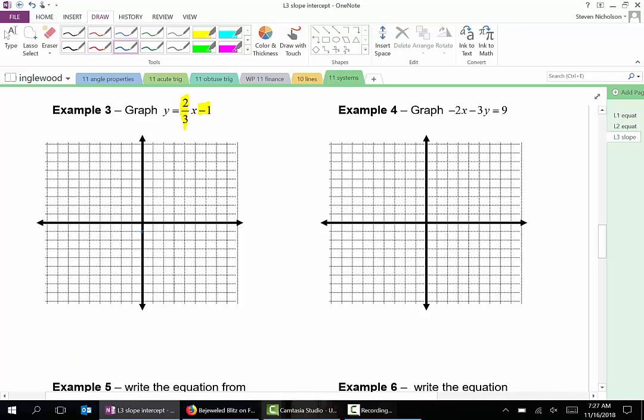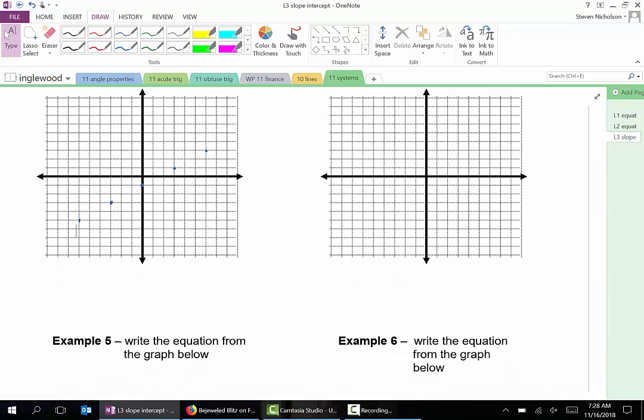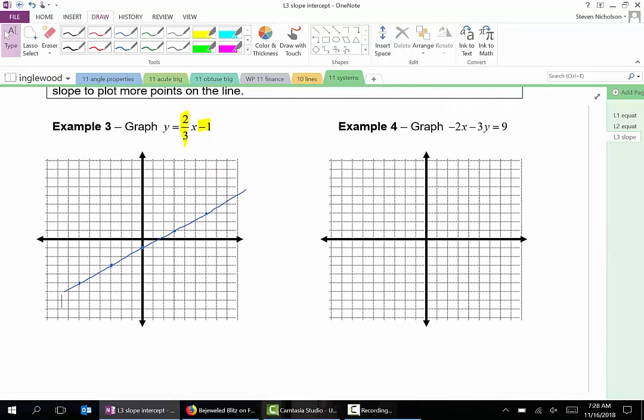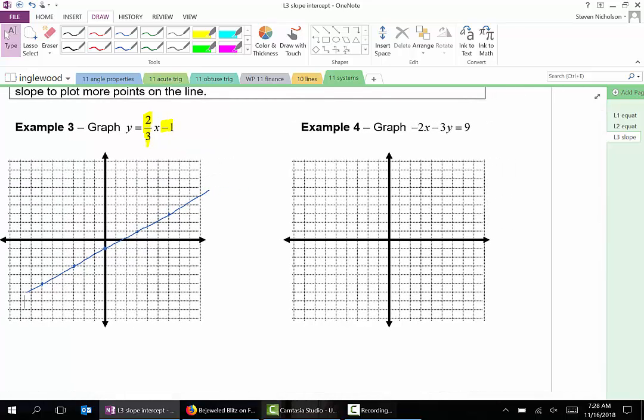This one right here, my y-intercept is -1, my slope is 2/3. I plot the -1, I use slope up to right 3, or down to left 3. And I can't use a ruler on here, but you will. I'm just going to try to draw my best line. And that might be the best line I ever drew by hand.